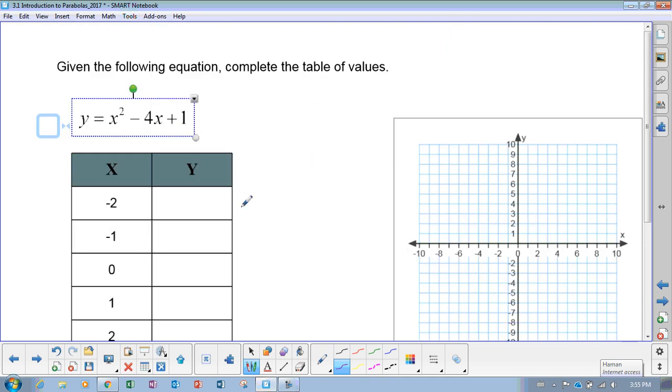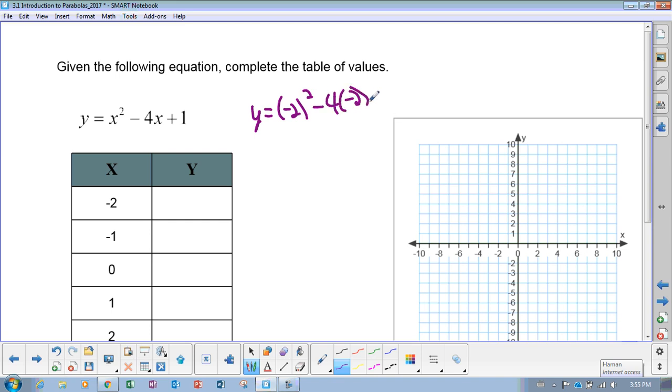All right, our third example. So this one here is going to take a little bit longer. So basically what we're doing is we're doing y equals -2 squared minus 4 multiplied by -2 plus 1. So I have to do that with each of the x values. So I get 4 plus 8 plus 1. So that equals 13. So that's actually off my grid a little bit. If you do the same thing with -1, so -1 squared is 1, plus 4 is 5, plus 1 is 6. This is going to be 1.